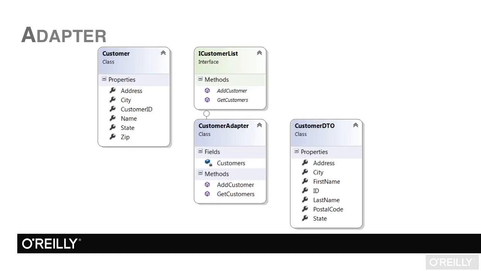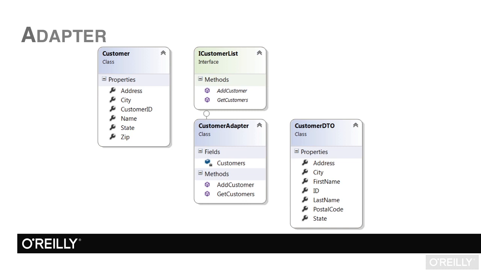In our class diagram, you can see on the left, we have our customer business object, and it has properties for address, city, customer ID, name, state, and zip. On the right, we have our customer DTO object, and it has properties for address, city, and then it has first name and last name as opposed to a single property for name. It has ID instead of customer ID, and it more correctly uses postal code as opposed to zip. So there are some differences, although those two objects are very similar.